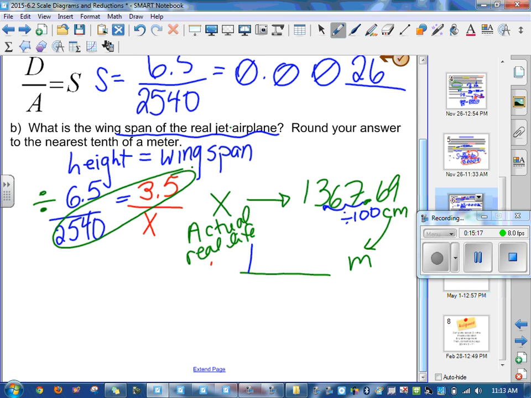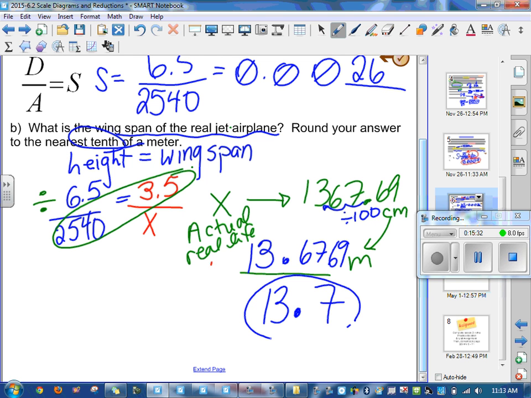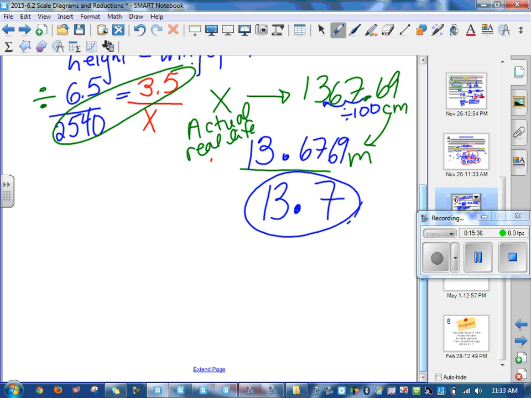13.6769, and now it wants me to round to a tenth. So what is that going to become? 13.7. It wants tenth. Tenth means 1 decimal place after. Okay, so you're going to round that to 13.7. Any questions so far?